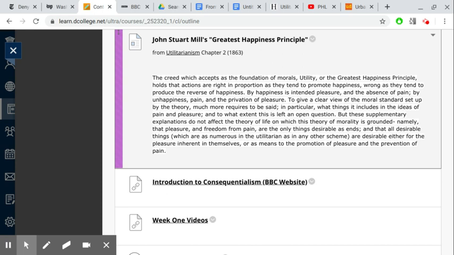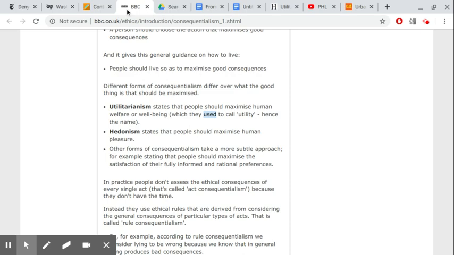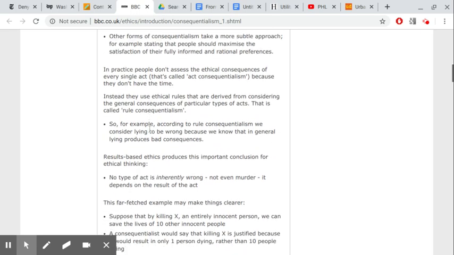The pleasure is what Mill identifies, pleasure and freedom from pain, as things which are inherently valuable, things that we would always choose. And that's the basis of his moral theory. And that all desirable things, which are as numerous in the utilitarian as in any other scheme, are desirable either for the pleasure inherent in themselves or as a means to the promotion of pleasure and the prevention of pain. There's nothing really I can really add to what's here.